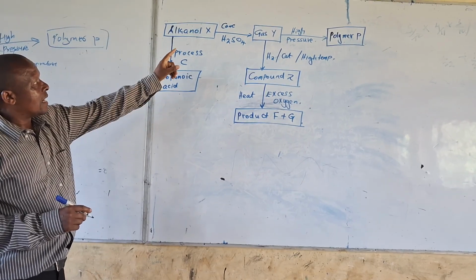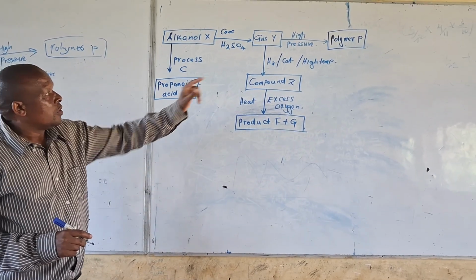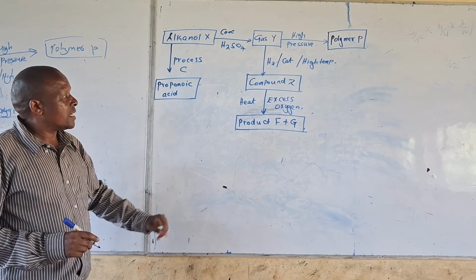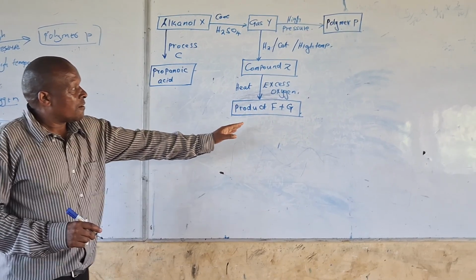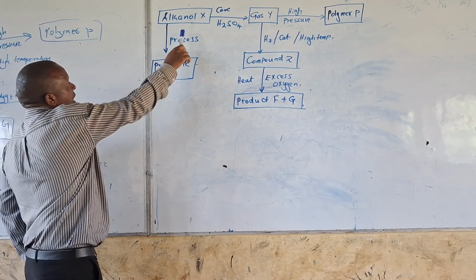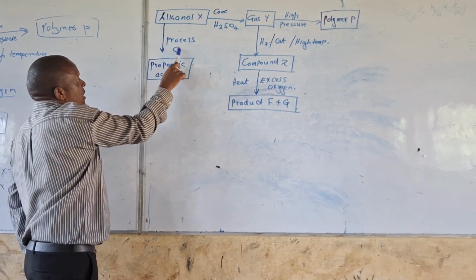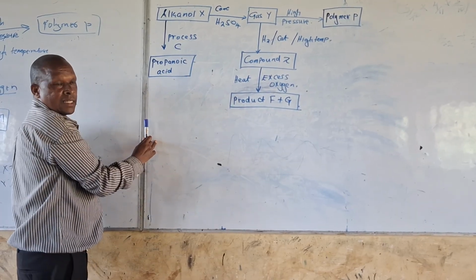Identify alkanol X, gas Y, polymer P, compound Z, product F and G. Now we start with alkanol X.